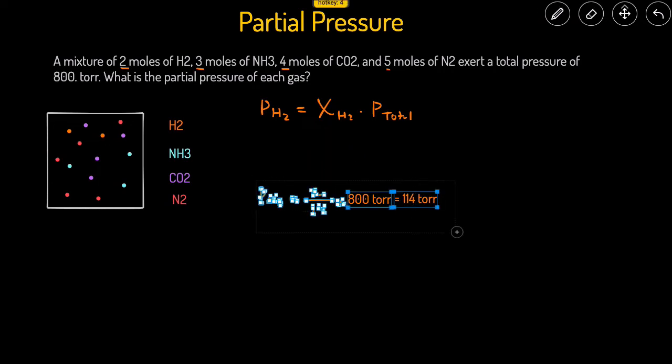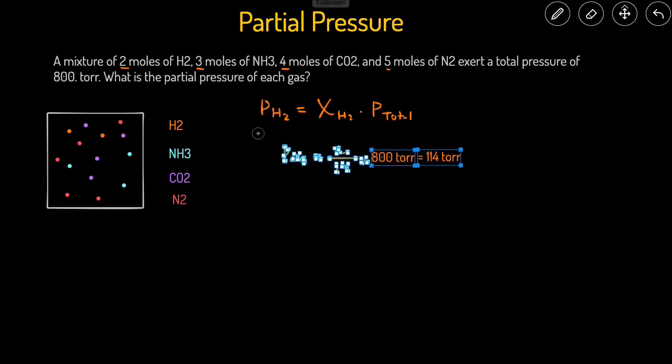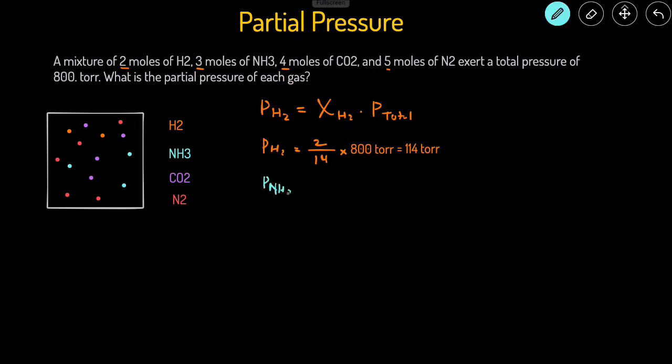All right, now let's calculate the partial pressure of the next gas, which is NH3. The partial pressure of NH3 will equal the moles of NH3, we have 3 moles of that, divided by the total moles of the gas, 14, times the total pressure, 800, which gives 171 torr. And then we just repeat the process for the remaining gases. So I'm just going to skip over this part. I'm going to write it out and then we'll go over it.